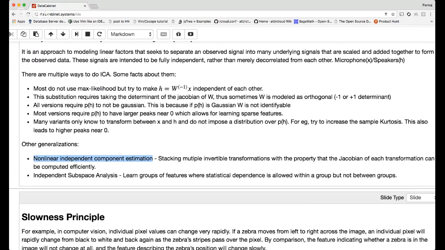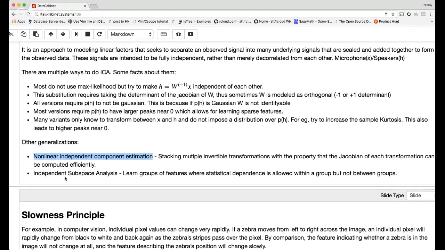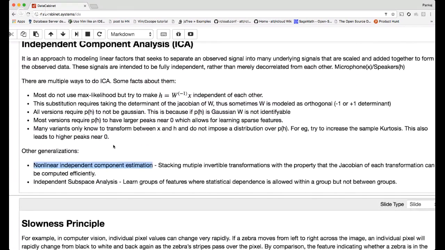And then there is independent subspace analysis. In ICA, they're trying to make all edges independent of each other. But in this one, you get groups of edges which can be related to each other, or have a higher than zero correlation, or some relationship, but the groups together are independent of each other. So that's ICA.